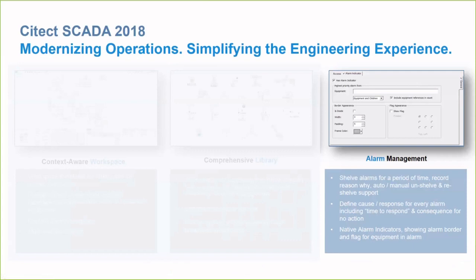Citect 2018 alarming has also been improved, delivering the functionality described within the guidelines laid out in EEMUA 191. For those of you who may not be aware, EEMUA is the Engineering Equipment and Materials Users Association. Most of its members are oil and gas and energy focused, but essentially it gives guidelines on how to be more efficient at managing your alarms, allowing you to carry out functions such as shelving and being able to easily prioritize your alarms.